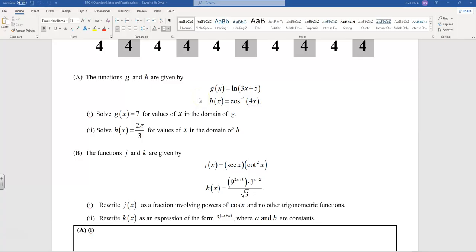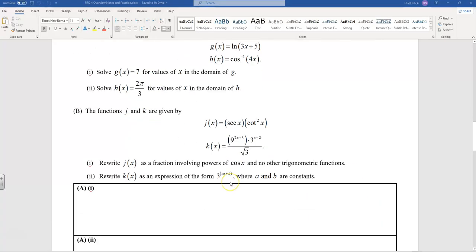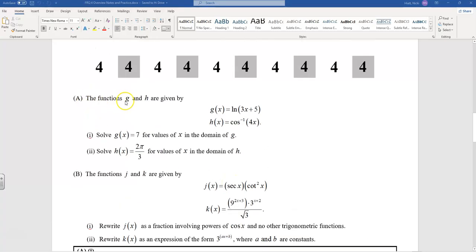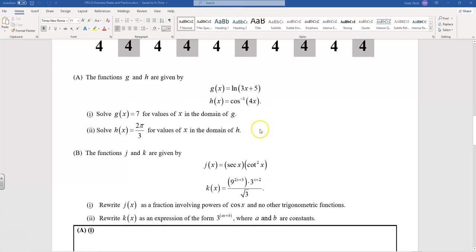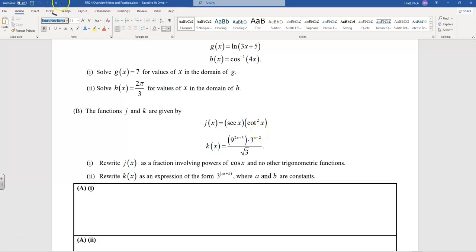It will be a mixture of logs, exponentials, inverse trig, and regular trig. Right? A couple of them are going to be asking you to solve, and a couple of them are going to ask you to rewrite or simplify. So if we look at this first one, they give us G and H. Solve G of X equals 7. First of all, make sure you're picking the right function. G of X equals 7 for values of X in the domain of G. So G of X is natural log of 3X plus 5. We are just going to set that equal to 7.